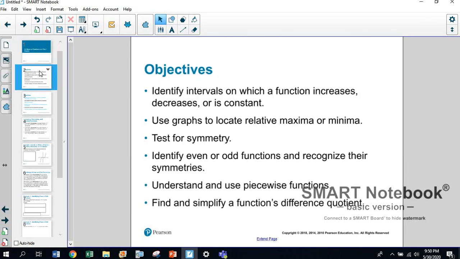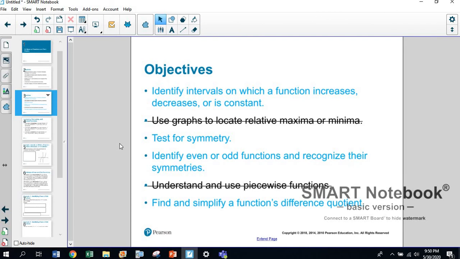Now in your textbook there are 6 concepts that the textbook covers. We're only going to cover 4 of those, and so these 4 we're going to take a look at increasing, decreasing intervals for a function. We're going to look at tests for symmetry and what an even or an odd function means, and then we're going to look at the basics of difference quotients. And so lots of stuff here.